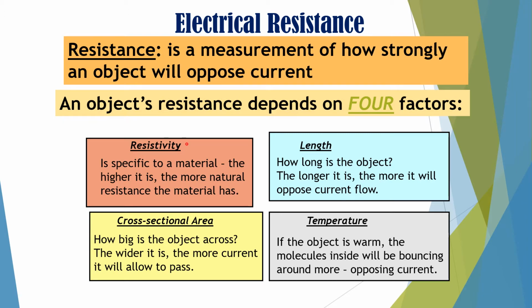Resistance depends on length. How long is the object? The longer it is, the more it will oppose current flow. Resistance also depends on cross-sectional area. How big is the object across? The wider it is, the more current it will allow to pass. Electrical resistance also depends on temperature. If the object is warm, the molecules inside will be bouncing around more, opposing current. So, in conductors and metals, with increase in temperature, resistance increases.